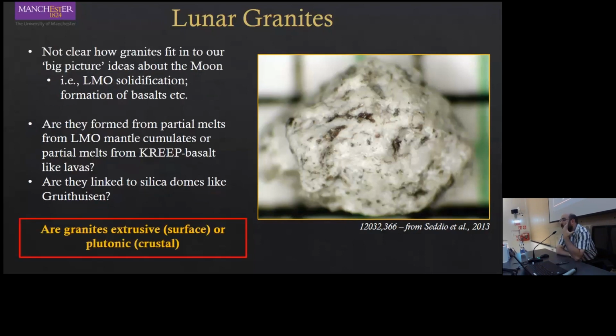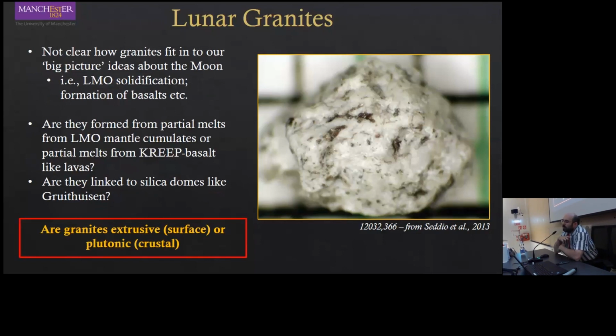But why is this important? Well, fundamentally, in terms of our big picture ideas about the moon, these really big ideas like the solidification of the lunar magma ocean and the onset of basaltic magmatism, all these big hypotheses that have been around for a while, we have to explain how every single lithology we see on the moon can be accommodated by these hypotheses before we can start to think about what this particular trace element ratio means, or what this particular isotope ratio means.